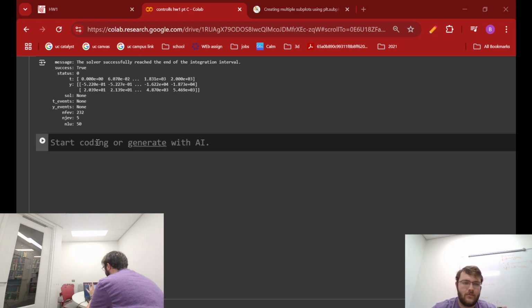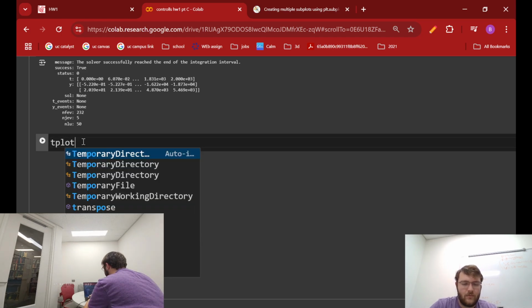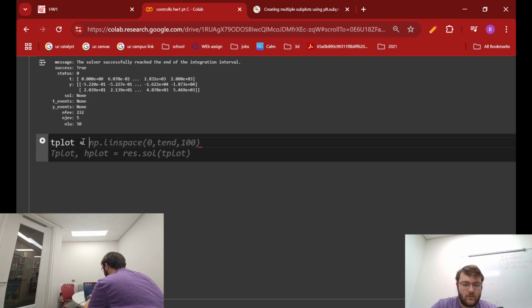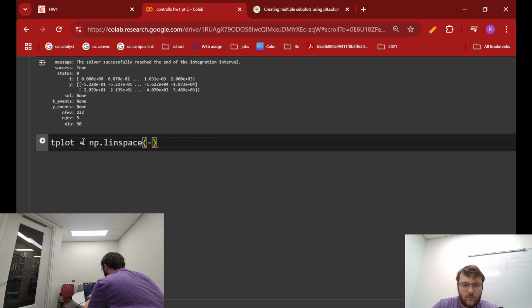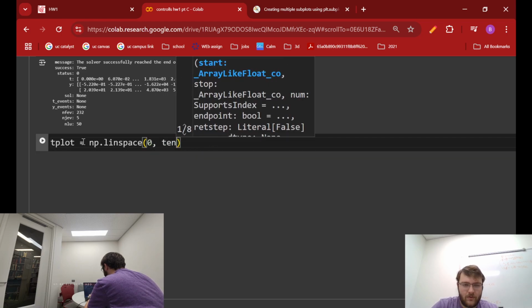So to plot we need our x-axis. And then we're going to plot one for temperature, one for height. So we'll need a total of 2 subplots. And what else? I think that's it. So we need equal and space 10.